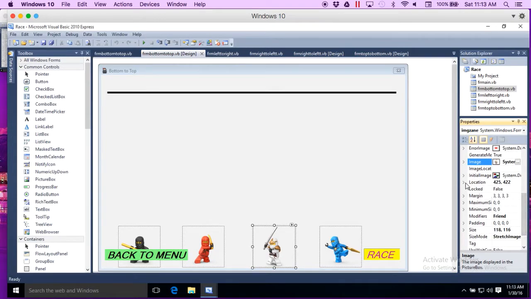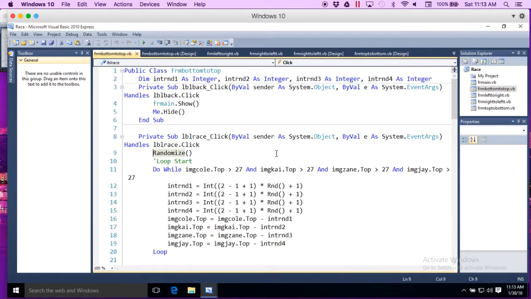They're down the screen. Look at the location. The y coordinate, 422 pixels down. So they need to get up to 227. So while they're greater than that, keep moving. That means they're on the bottom. They're still below the finish line. Keep moving. I'm moving them randomly between 1 and 2 to go up the screen. It's dot top minus, which moves you up the screen.